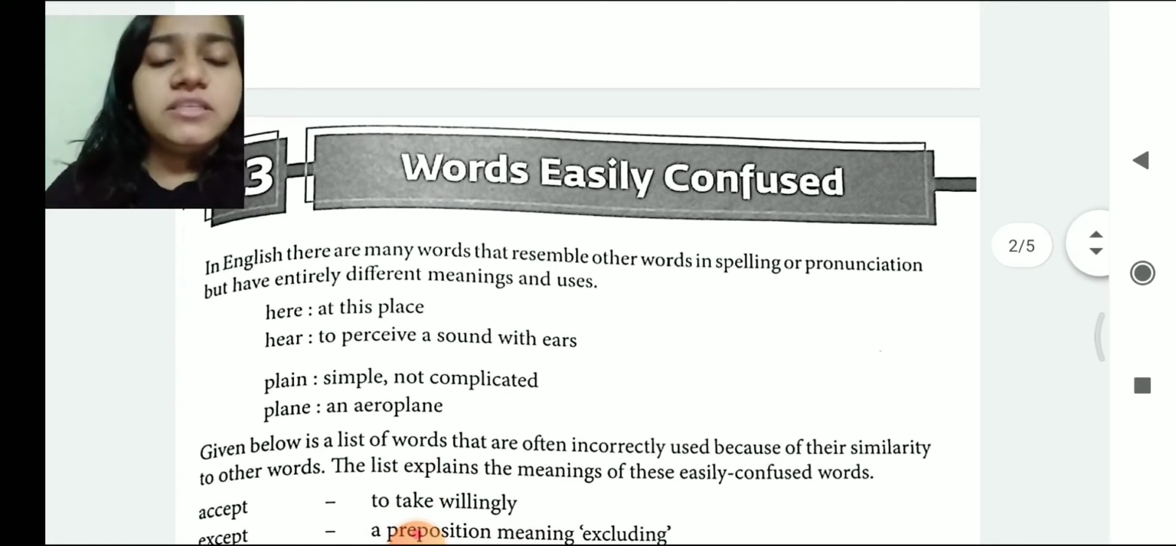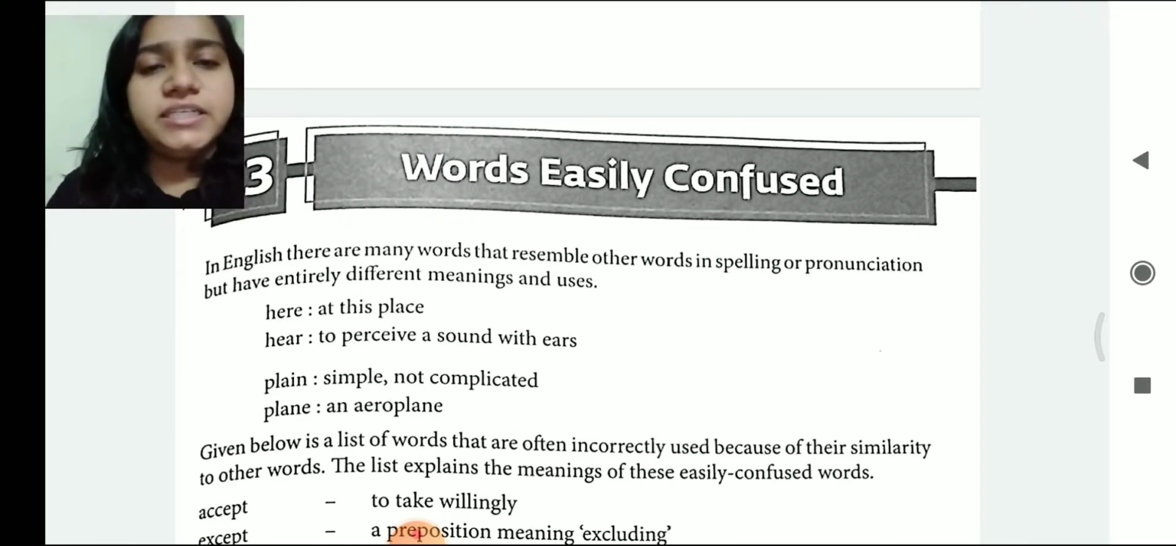Here the example is given. Here, that means at this place. And hear, H-E-A-R, that means to perceive a sound with ears. That means the things that we hear. PLAIN, plain, that is simple and not complicated, and PLANE, plane, that is an aeroplane, a vehicle in which we travel.